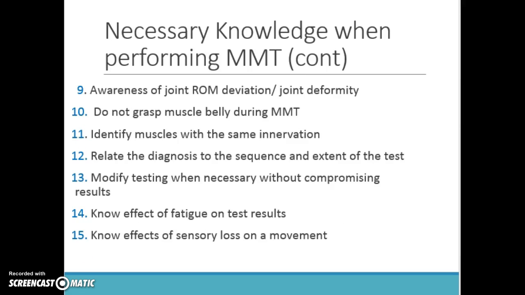Going on, number 9, you need to be aware of joint range of motion deviations and joint deformity. Number 10, do not grasp the muscle belly during manual muscle testing. Number 11, identify muscles with the same nerve innervation. Number 12, relate the diagnosis to the sequence and extent of the test.